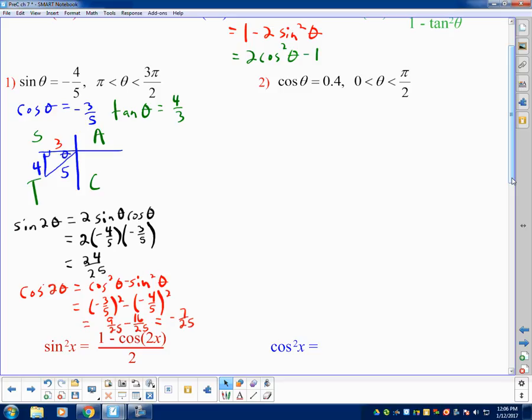All right, and then the last one is tangent of 2 theta. So let's do that here. Tangent 2 theta. It is 2 tangent of theta. So we have 2 tangent theta. I'll just write down the formula first. Over 1 minus tangent squared.